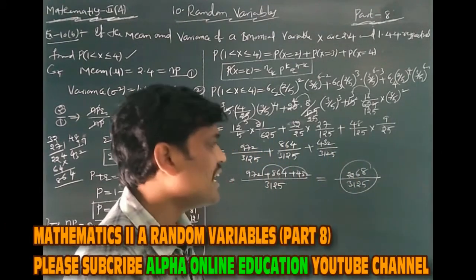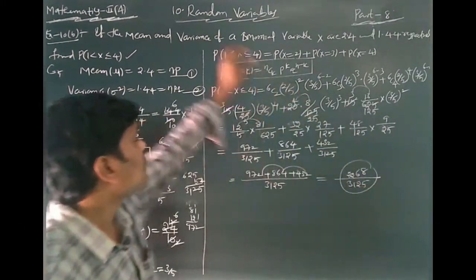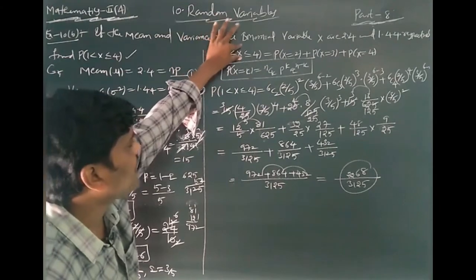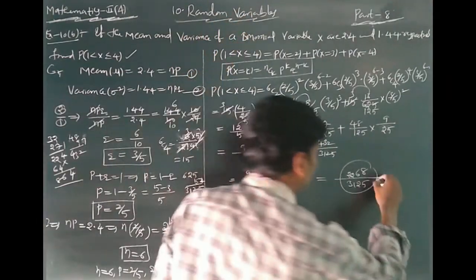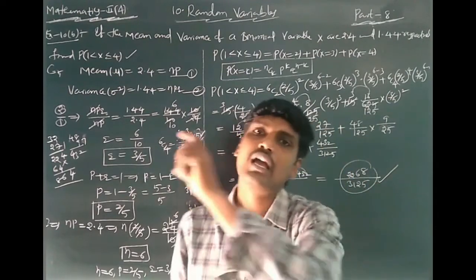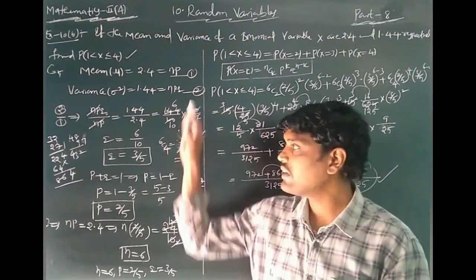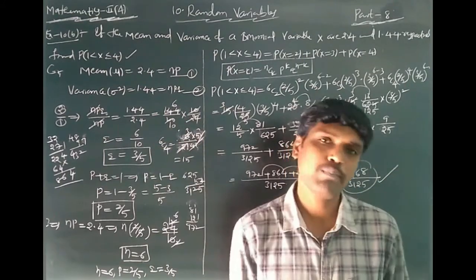2268 by 3125. This is the answer for the probability of 1 less than x less than or equal to 4. This one is our answer. First you find the parameters, after that you can find the given value. Okay, understood or not? In this way you can solve binomial distribution model problems.